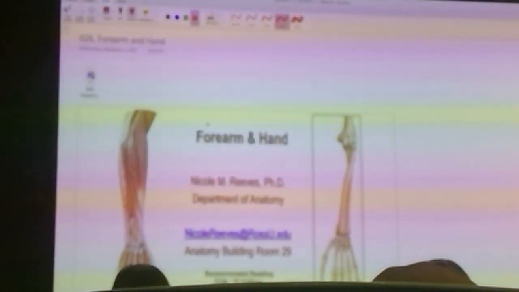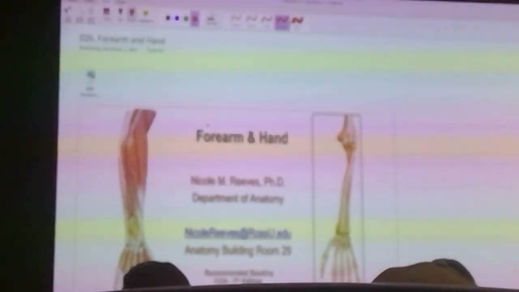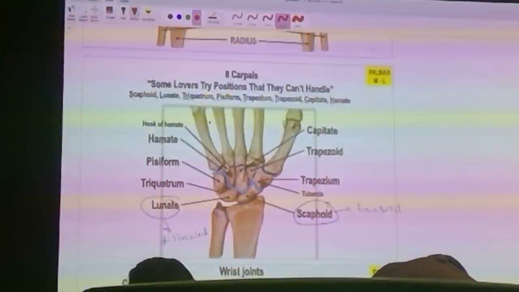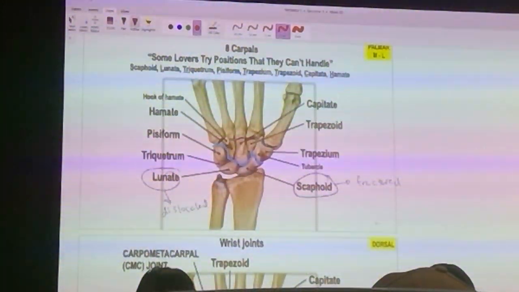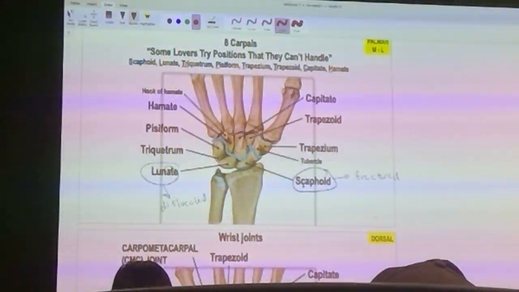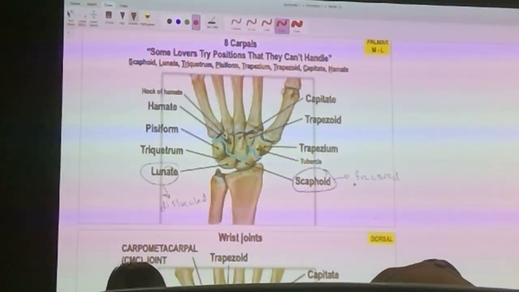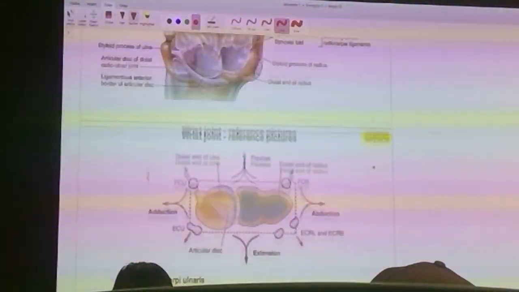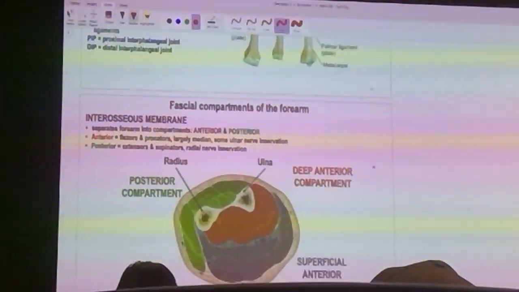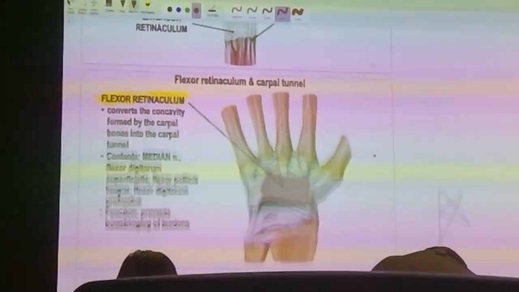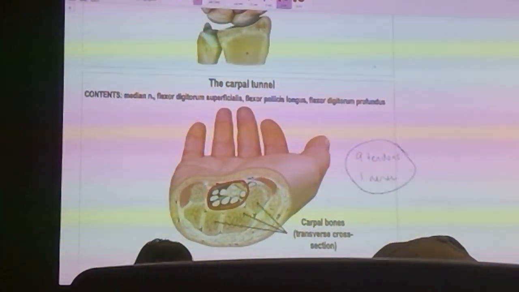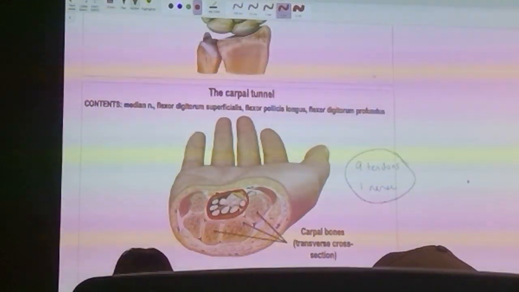Okay. I'll send you all the photos after. I'll show you a video that I used to learn all these muscles. Just know that the lunate is most commonly dislocated and the scaphoid is most commonly fractured. Lunate dislocation, scaphoid fracture. And for carpal tunnel, just know that it's 9 tendons and 1 nerve that pass through it.